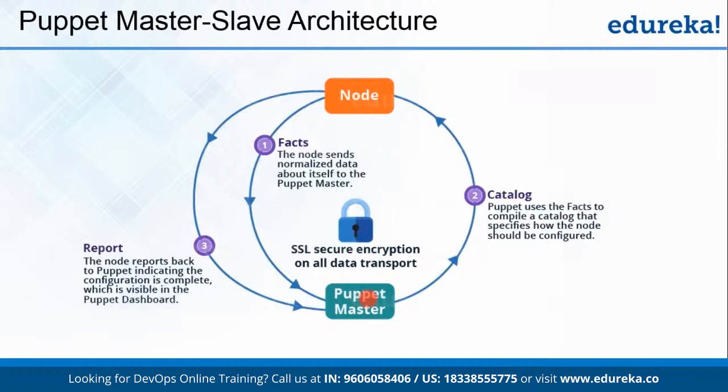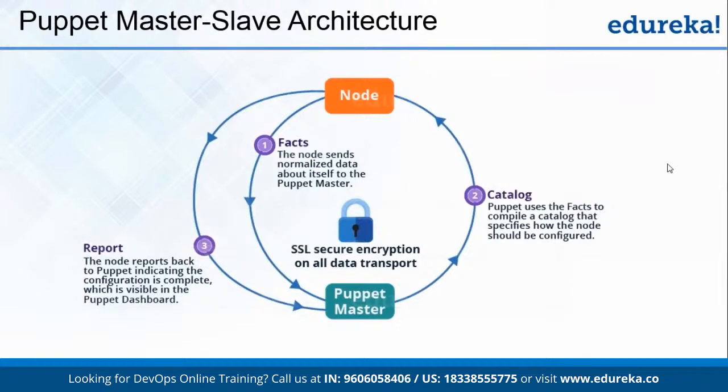So the catalog is compiled by the Puppet master and then it is sent back to the node. And then finally, the slave provides data about how it has implemented that catalog and sends back a report. So basically the node or the agent sends the report back that the configurations are complete, and they can actually view that in the Puppet dashboard as well. Now, the connection between the node or the Puppet agent and the Puppet master happens with the help of SSL, the secure encryption, all right?